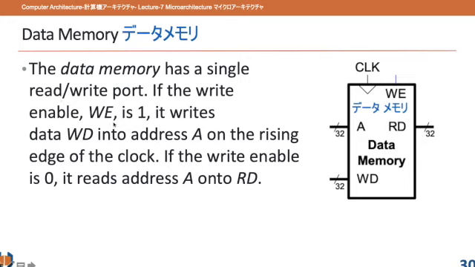So the data memory has a single read-write port. If the write is enabled, that means WE is 1, it writes the data WD into the address A. The address is given here. At the rising clock edge, if the write enable is 0, it reads the data from RD. So this is the data memory.